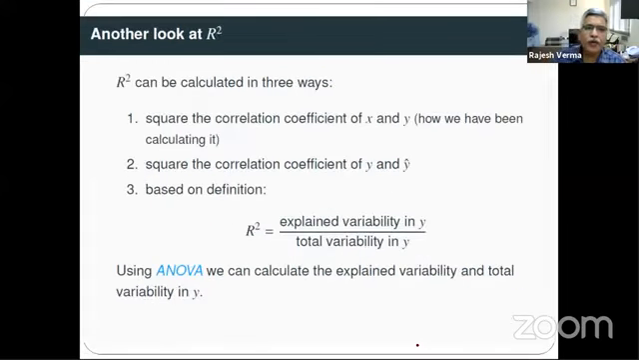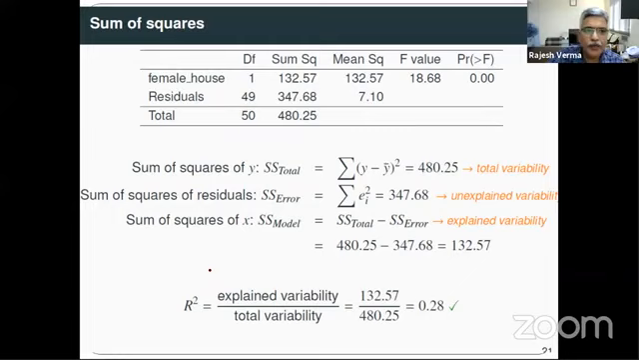Now we have another look at R square. R square basically is the ratio of explained variability in Y and the total variability in Y. And this can be found by using analysis of variance, that is ANOVA. And this is how it is calculated.